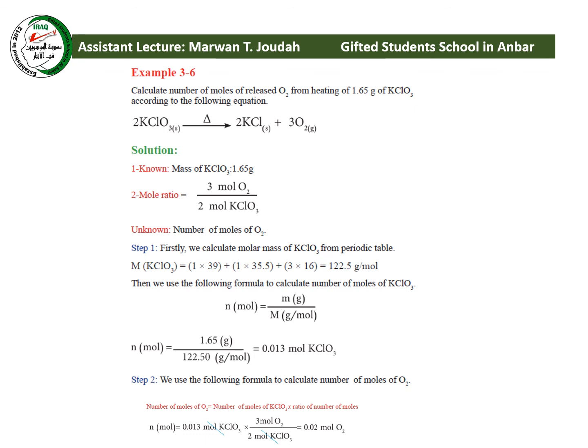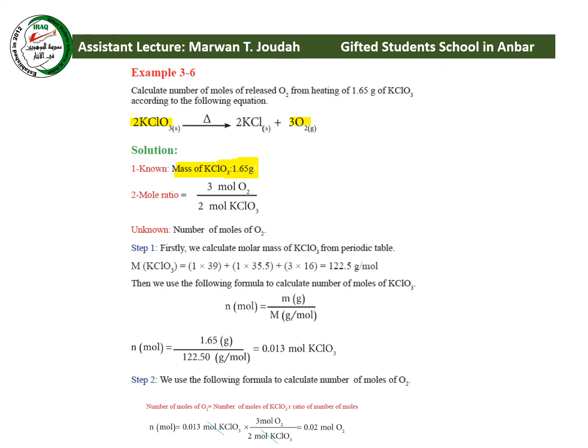What is known here is that the mass of KClO3 is known. So we are going to calculate the number of moles of KClO3, the known one, and from the result we will be calculating the number of moles of oxygen. So this is known, and this is unknown.